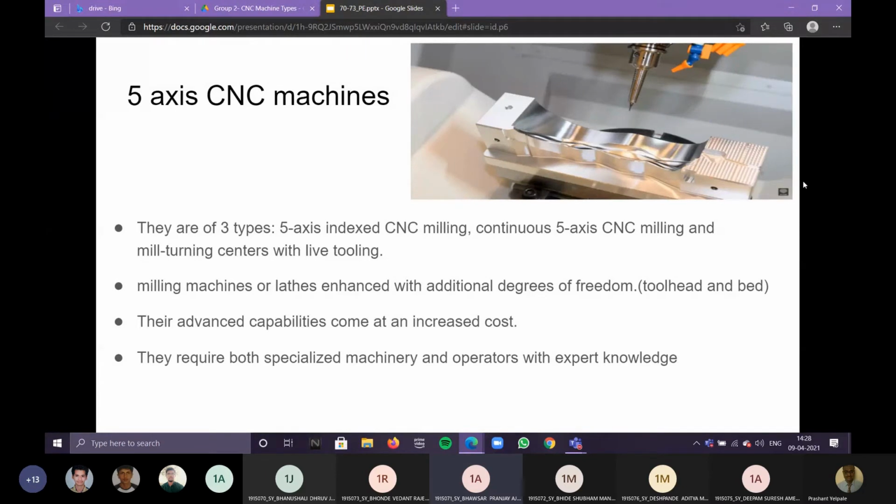So these 5-axis CNC machines are of three types. First is the 5-axis index CNC machine, then the continuous 5-axis CNC machine, and mill turning centers with live tooling. As I said, 5-axis machines are generally milling machines or lathes enhanced with additional degrees of freedom. As these are more advanced and modern machines, they also come with increased cost, they require expert and skilled operators, and they also require specialized machinery and tools.